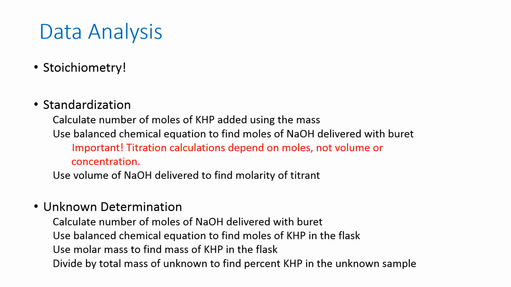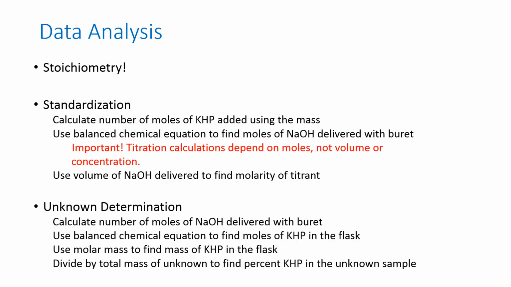So once you have your number of moles of sodium hydroxide delivered with the burette, you can divide by the volume that you delivered and find the molarity of your titrant. Once you know that, you do your unknown determination titrations, and you do the same calculation in reverse. You start with the volume you delivered, calculate the number of moles of sodium hydroxide, multiply by the mole ratio to find the moles of KHP that were in the flask, and then use the molar mass to find the grams of KHP in the flask.